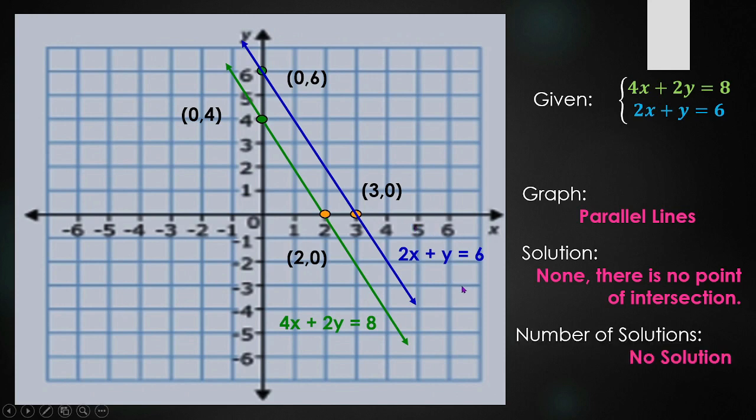So if you will be asked, how many solutions does this system have? The answer will be, this system does not have a solution because the graph or the lines do not intersect. They don't have a common point.